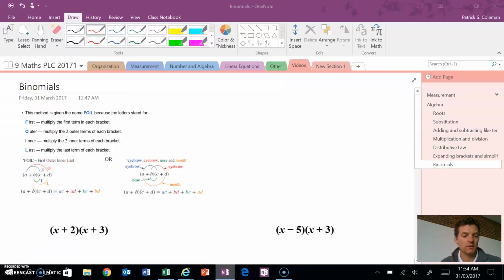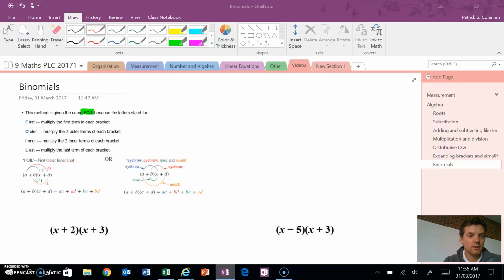In today's lesson, we're going to be looking at expanding binomials. Now, binomials are just when we've got two brackets together, and we've got a method that allows us to remember how we need to do this, and it's called FOIL. So, just following through, we'll go through an example, and then hopefully it'll all make sense to us.